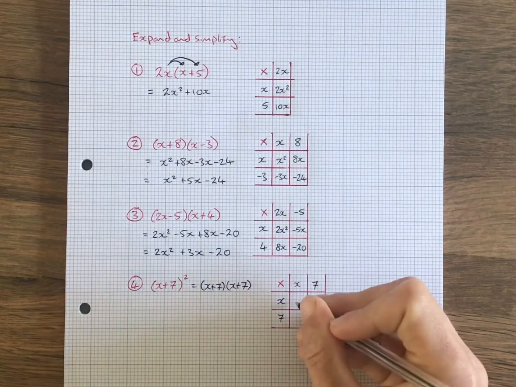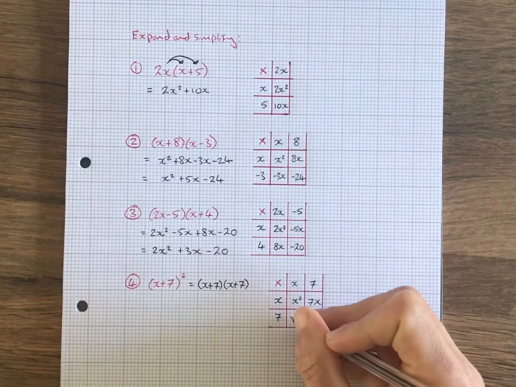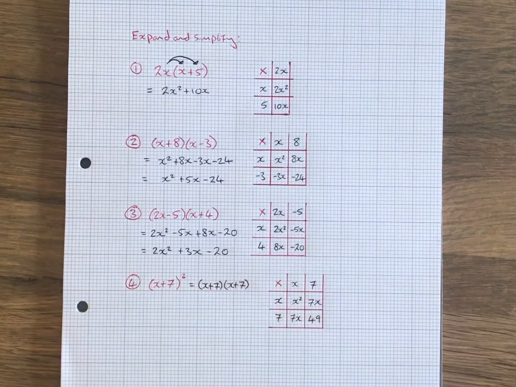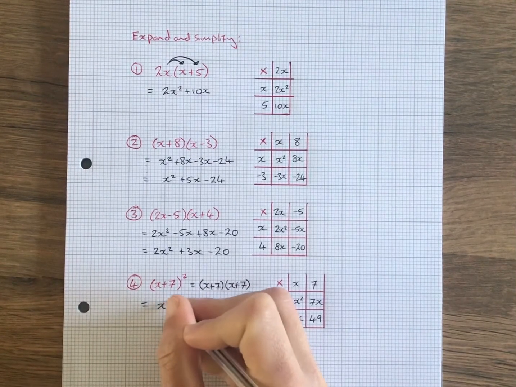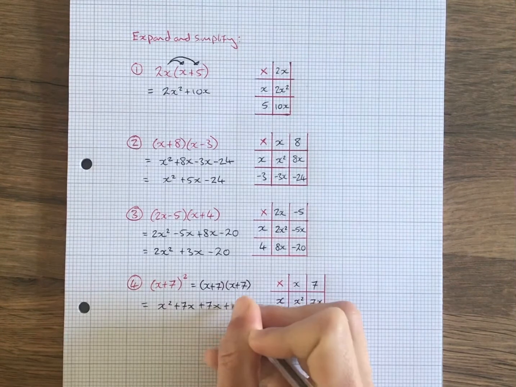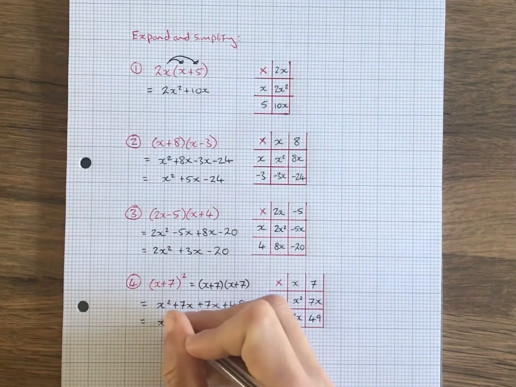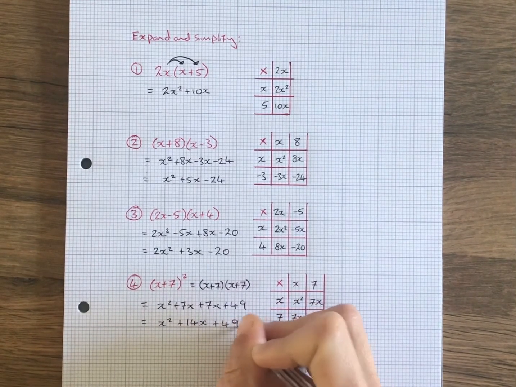So x times x is x squared. 7 times x, 7x. 7 times x, or x times 7, is 7x. And 7 times 7 gives us 49. And then if we add those together, that will give us x squared plus 7x plus 7x plus 49. And we can see that we can add the two terms together in the middle. So 7x plus 7x is going to give us x squared plus 14x plus 49.